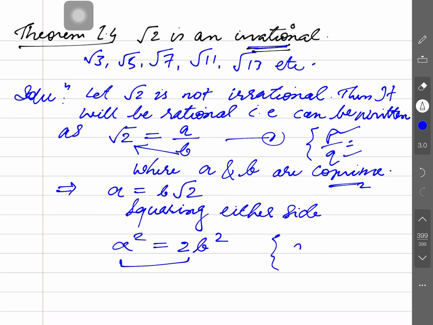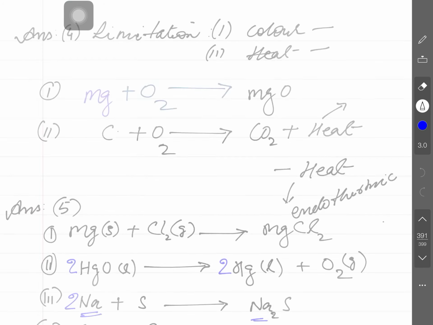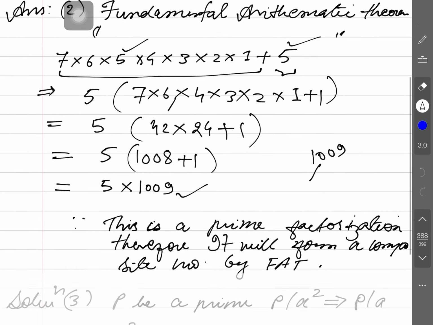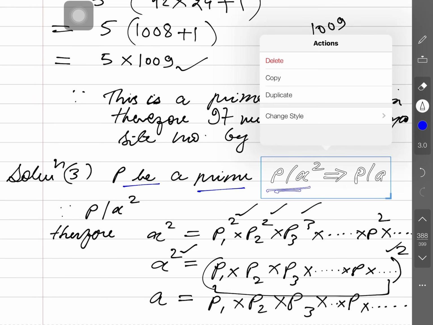What type of expression is this? Recall the concept of Euclid's division lemma: a equals bq, which means a can be expressed as a product of b and q, so b is dividing a. Here we write that 2 divides a square. The previous knowledge that we discussed last time, the theorem we have proved: if p is prime and p divides a square, then p divides a. This is a ready-made result, the theorem that we proved yesterday.